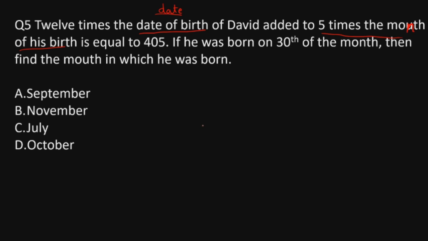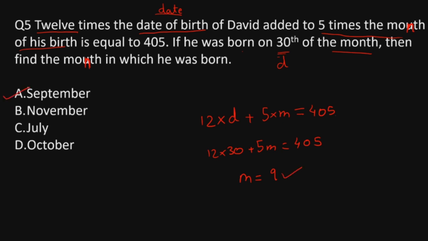So we can make an equation out of this. 12 times the date, I will take D for date, added to 5 times the month is equal to 405. If he was born on the 30th of the month, so D is 30, then find the month in which he was born. So 12 into 30 plus 5m equal to 405, a simple equation. So m is equal to 9, and the 9th month is September.